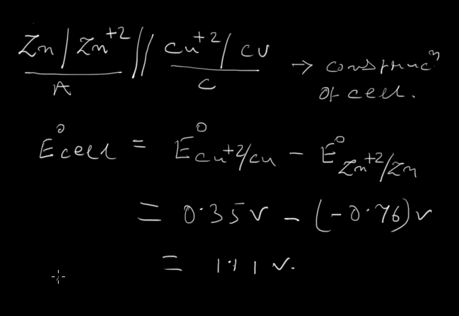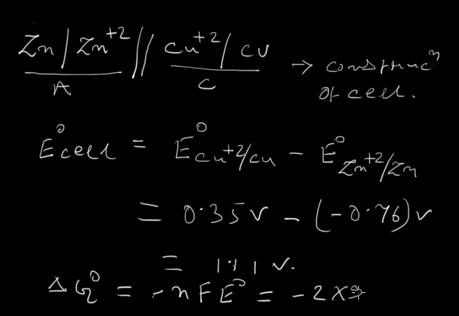It is positive. Mind it, when EMF is positive, delta G0, that is standard Gibbs free energy change, is delta G0 equal to minus nFE0. n is 2, F is 96500, and E0 is 1.11 volt. So the value is negative. This negative value indicates the reaction is spontaneous. If E0 is negative, delta G0 is positive and the reaction is non-spontaneous.